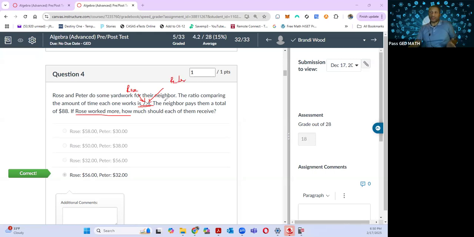Rose worked 7 parts. Peter worked 4 parts. So in total, that's 11 parts. So watch this: 88 divided by 11. That means each part is worth $8 apiece. 7 times 8 is 56. Bam. 4 times 8 is 32. Bam. Done.